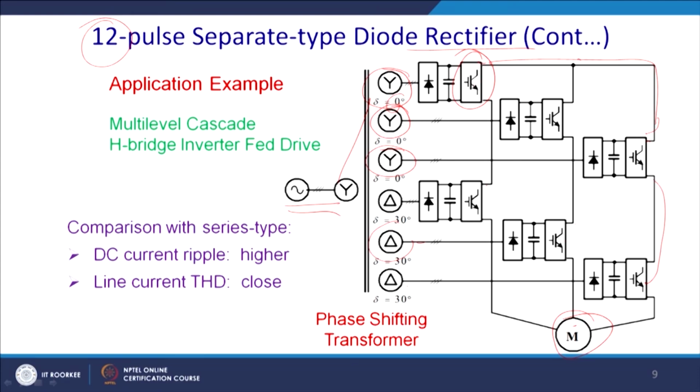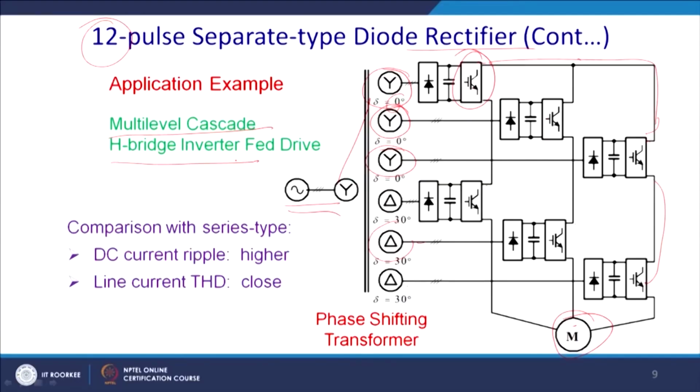These are all the inverter blocks. This is one inverter block, and one other inverter block. They have put them in series to build up the voltage. In that way, you can use them. This is called a multiple cascade H bridge inverter fed drive.